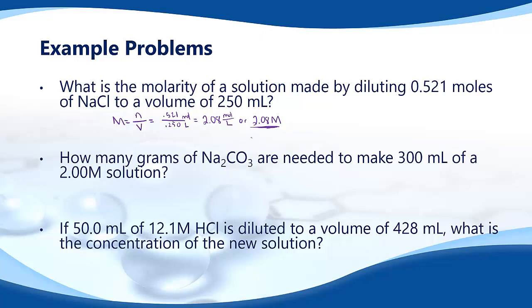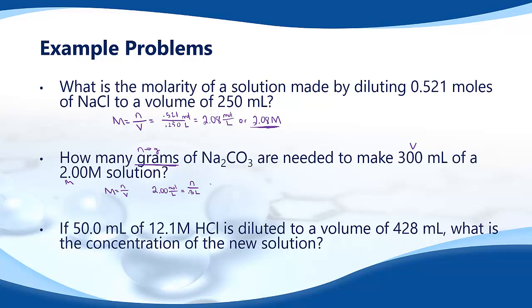Our second question, I have a volume, so I have my volume. I have my molarity. I'm being asked to solve for grams. Well, how do we get grams? I know that once I find moles, I can turn moles into grams. So again, we're going to say that molarity equals moles over volume. So if I plug in 2.00 moles per liter, that's our molarity, is equal to the number of moles that I don't know, over the volume, which 300 milliliters is 0.3 liters.